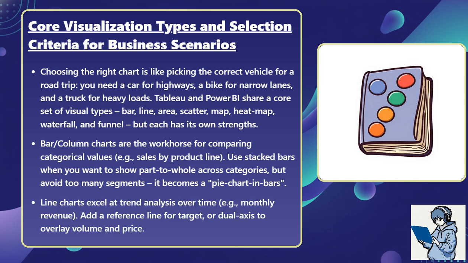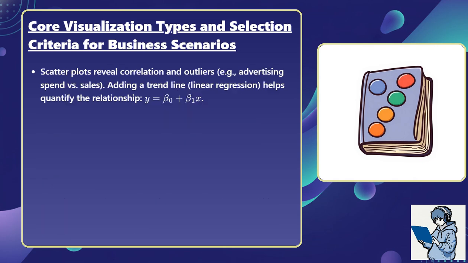Line charts excel at trend analysis over time, for example, monthly revenue. Add a reference line for target or a dual axis to overlay volume and price. Scatter plots reveal correlation and outliers, for example, advertising spend versus sales. Adding a trend line, linear regression, helps quantify the relationship, y equals beta 0 plus beta 1 x.